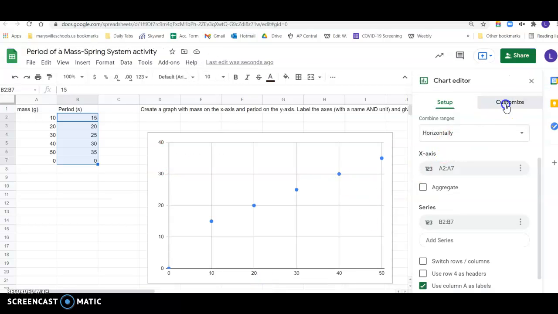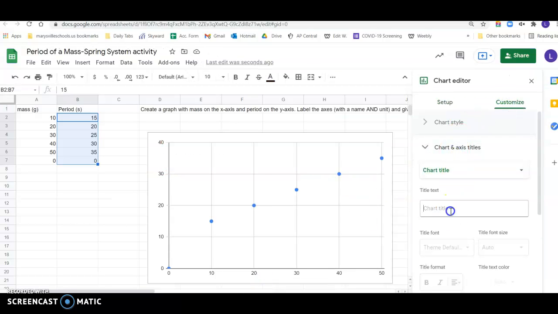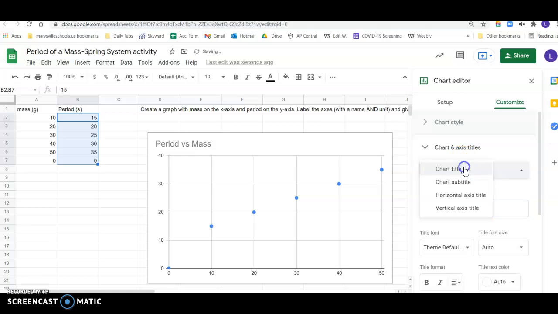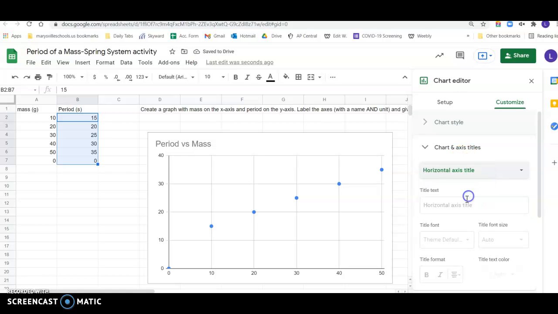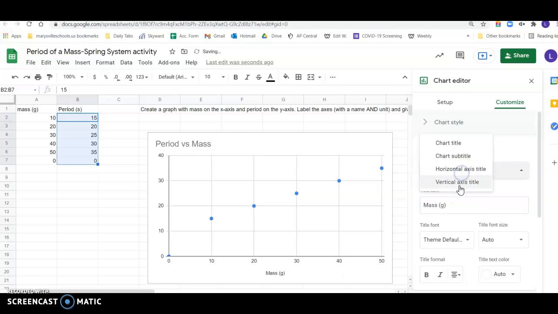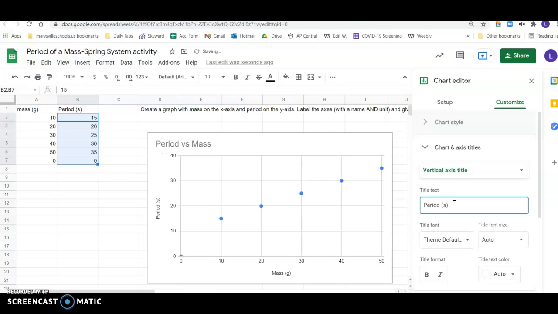All right, so on the graph, also make sure you go to customize. The chart title needs to be period versus mass. You always do y-axis versus x-axis. The horizontal axis was mass, make sure you have units. The vertical axis is period, and again, make sure you have units.